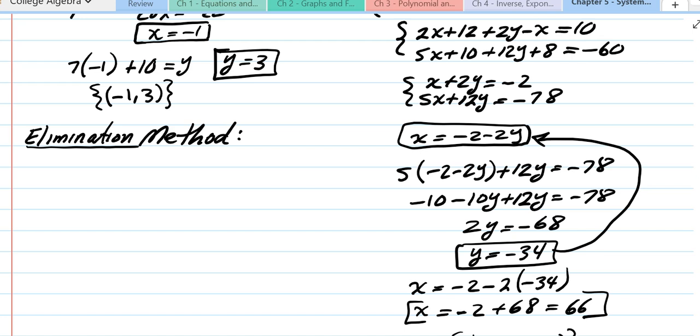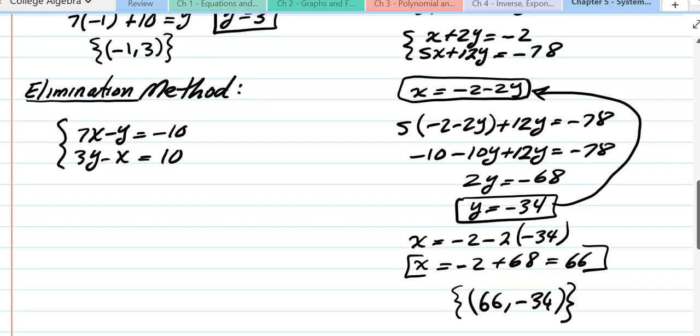Now with elimination method, let me write the system again. It was 7x minus y equals, I believe it was negative 10. And then 3y minus x was equal to 10. Now first thing I want to make sure, when we do elimination method, we like to have all the variables on one side, left side that is, and the number, if any, on the right side. The variables must line up appropriately. Notice how they're crisscross right now, x and y. Usually we go alphabetic order. So I'm going to keep the first equation. Second equation, I'm going to switch the position for x and y.